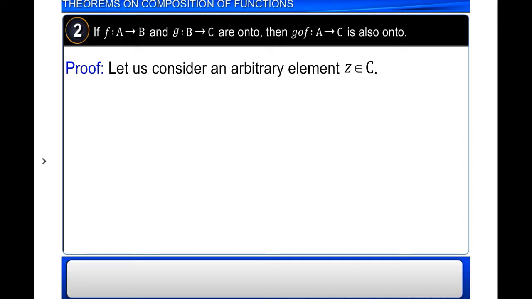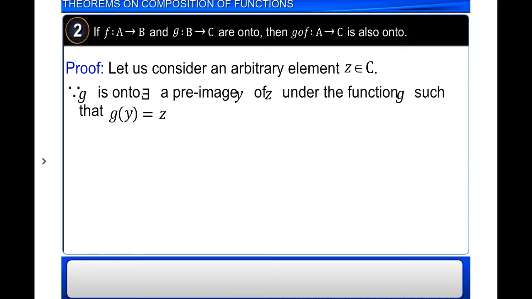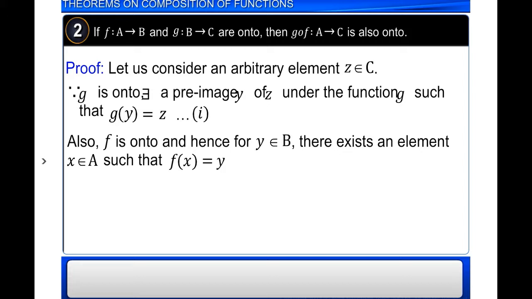Let us consider an arbitrary element z belonging to set C. Since g is onto, there exists a pre-image y of z under function g, such that g of y is equal to z. Let us denote this by equation 1. Also, we are given that f is onto, and hence, for y belonging to set B, there exists an element x belonging to set A such that f of x is equal to y. Denote this by equation 2.